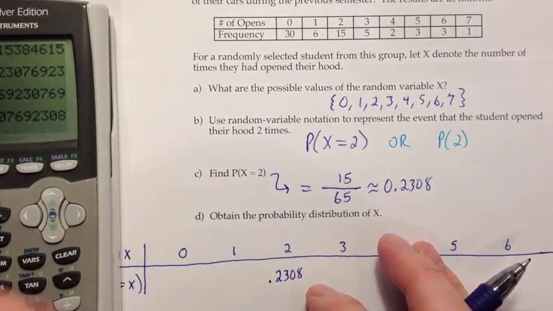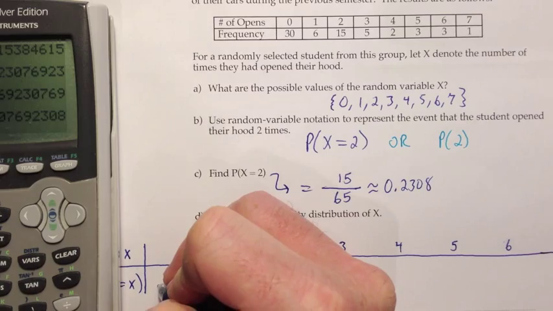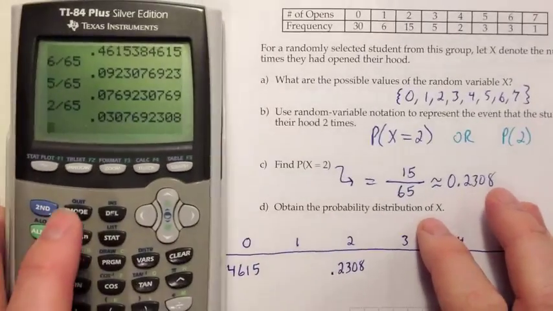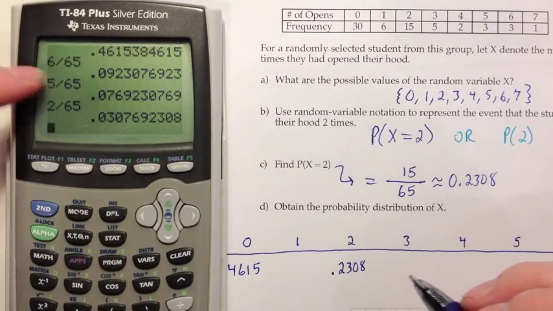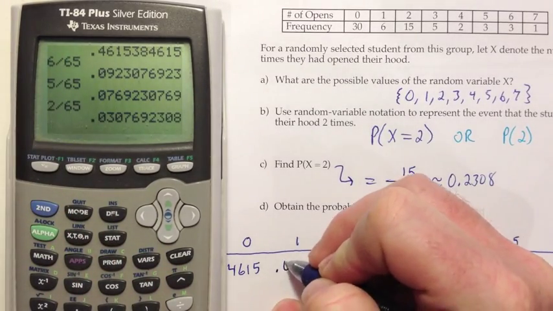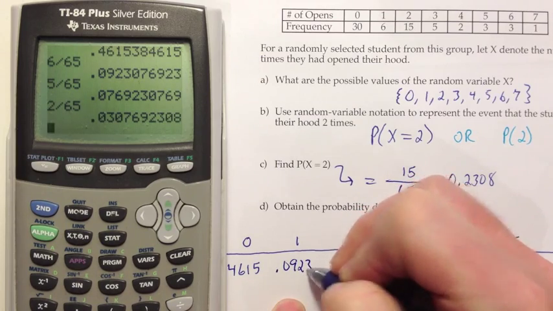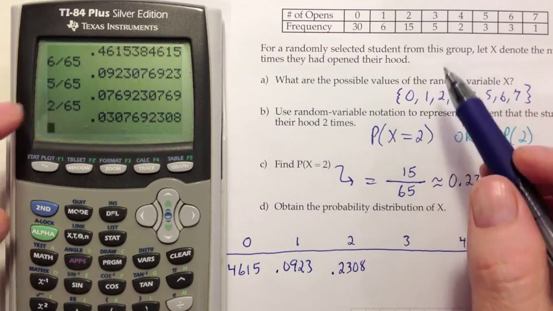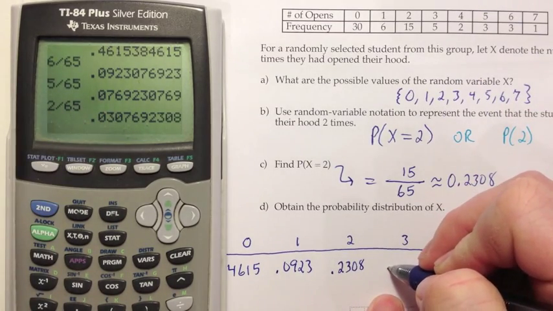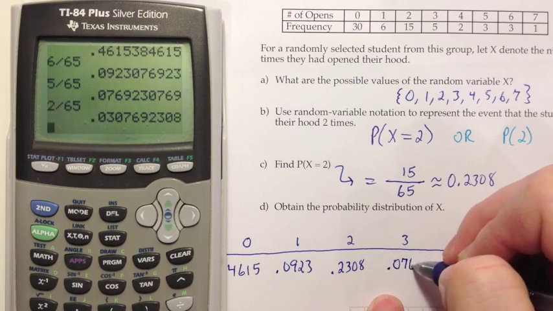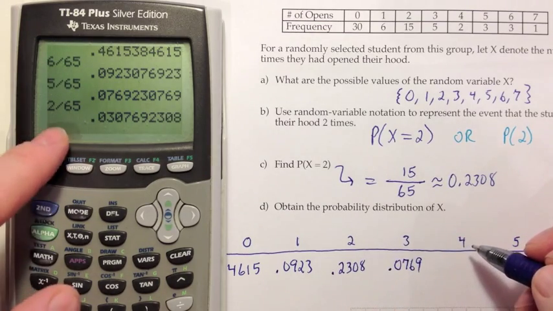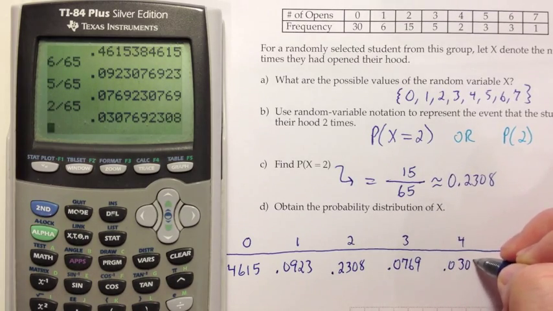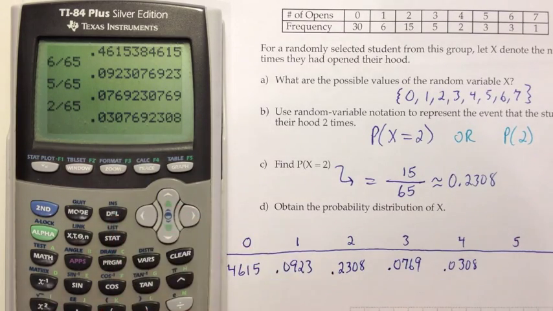Now I'm going to write these down. So the first one was 0.4615. The probability for 1 hood opening was 6 out of 65, or 0.0923. This is the one we'd already done previously. 3 hood opens happened 5 times. So the probability of that is 0.0769. 4 hood opens happened twice, so that one is 0.0308. Notice it's a 7, but followed by a 6.